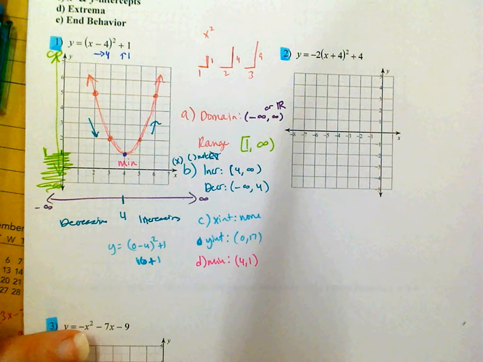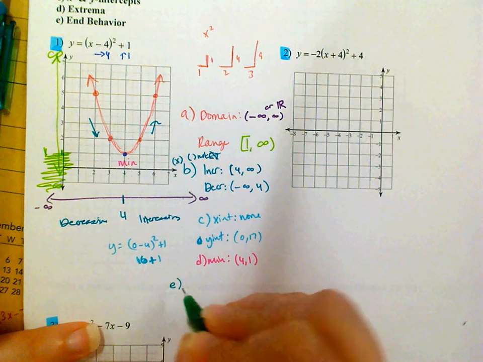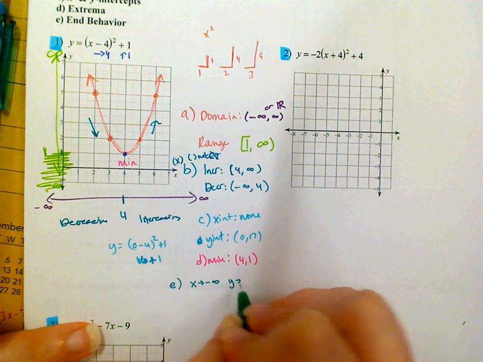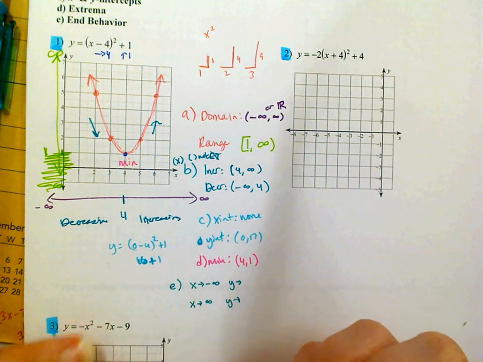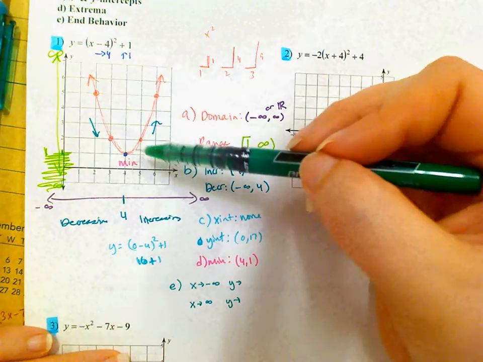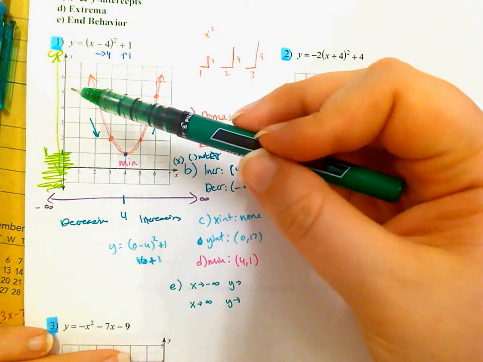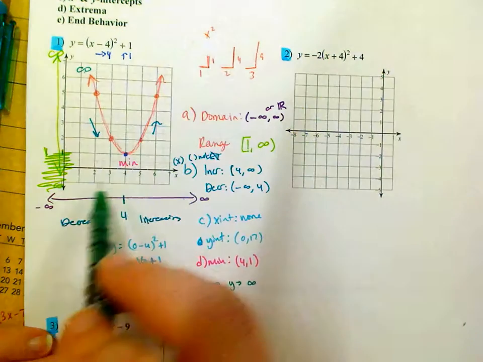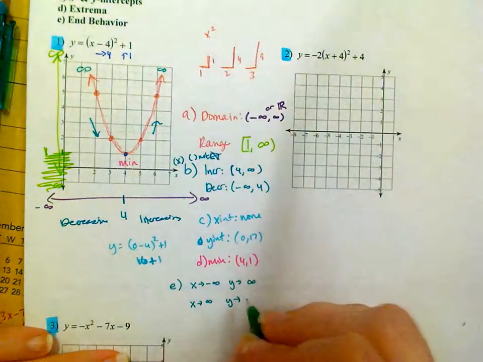And then end behavior. End behavior has to do with what your behavior is at the ends of the function. So as you go to the left, where's the function going? And as you go to the right, where's the function going? So I know that as x goes to negative infinity, so we're on the x-axis going to negative infinity, the function is going up to positive infinity. And as x goes to positive infinity, the function is also going up to positive infinity. And there we go.